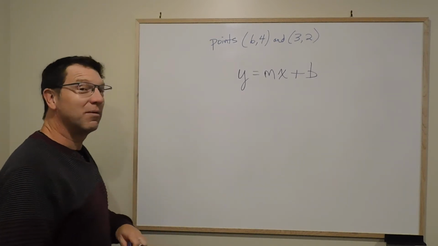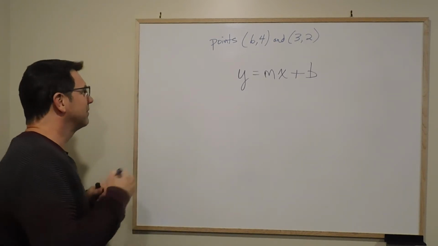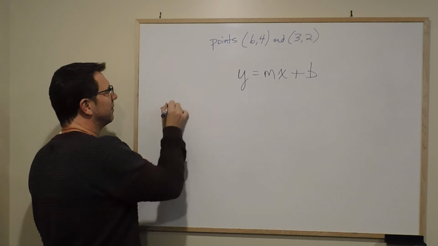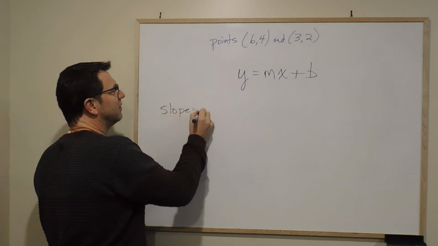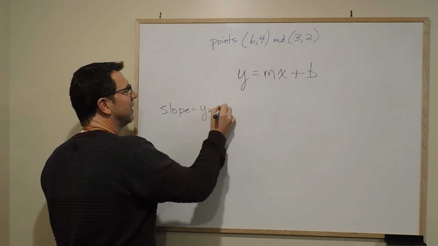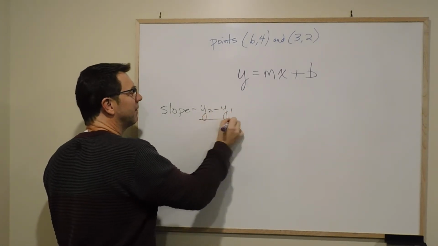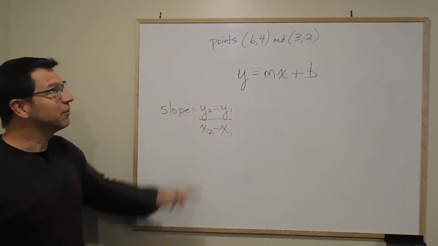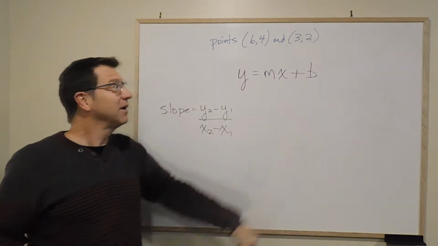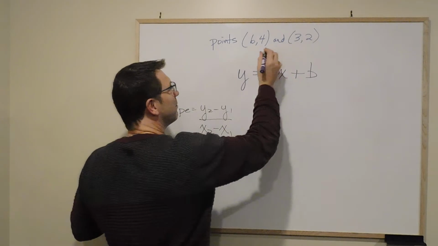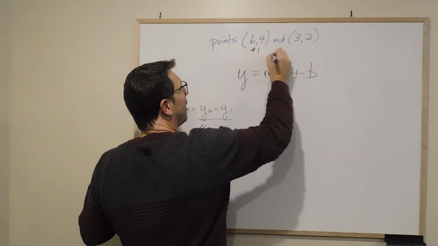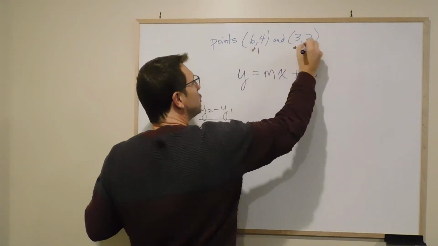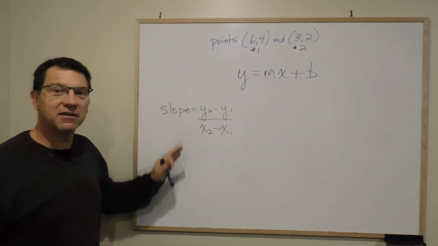Okay? Remember from a few slides ago, slope is equal to y2 minus y1 over x2 minus x1. So we happen to have 2 points, and I will very creatively call them point number 1 and point number 2, and we can find the slope.